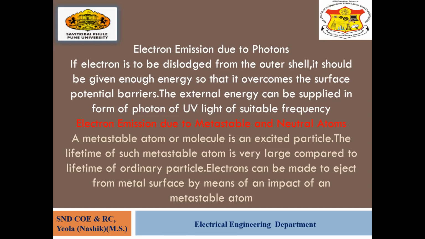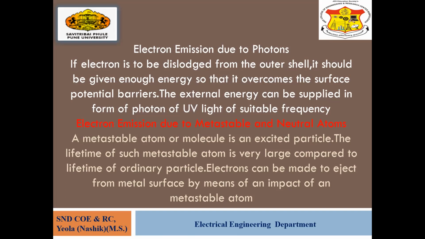If an electron is to be dislodged from the outer shell, it should be given enough energy. If it is to be ejected or emitted from the cathode, it must overcome the surface potential barrier. The surface potential barrier of the cathode is overcome by this energy. The external energy can be supplied in the form of a photon of ultraviolet light of a suitable frequency.